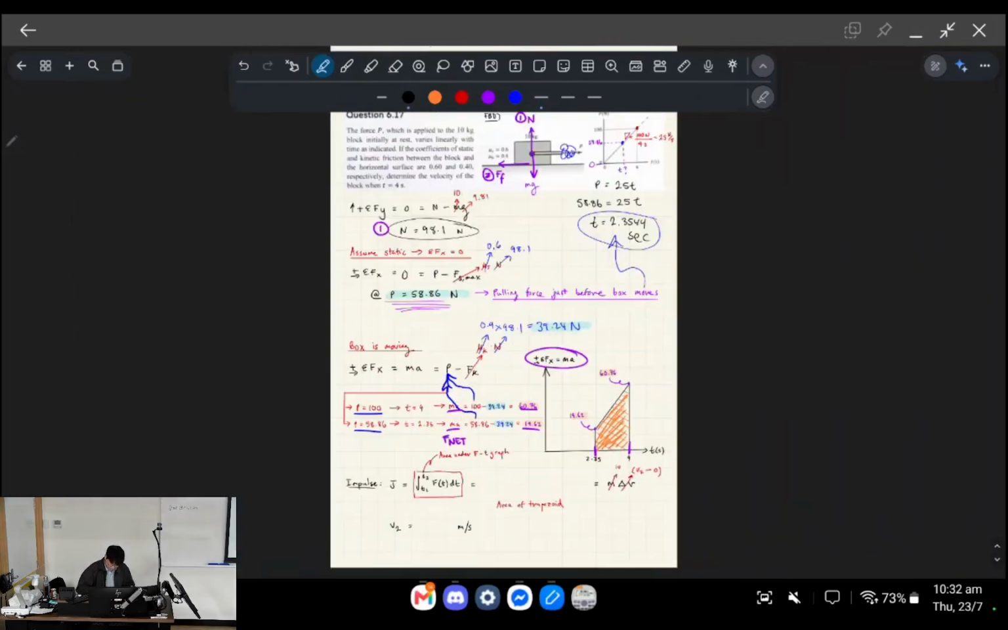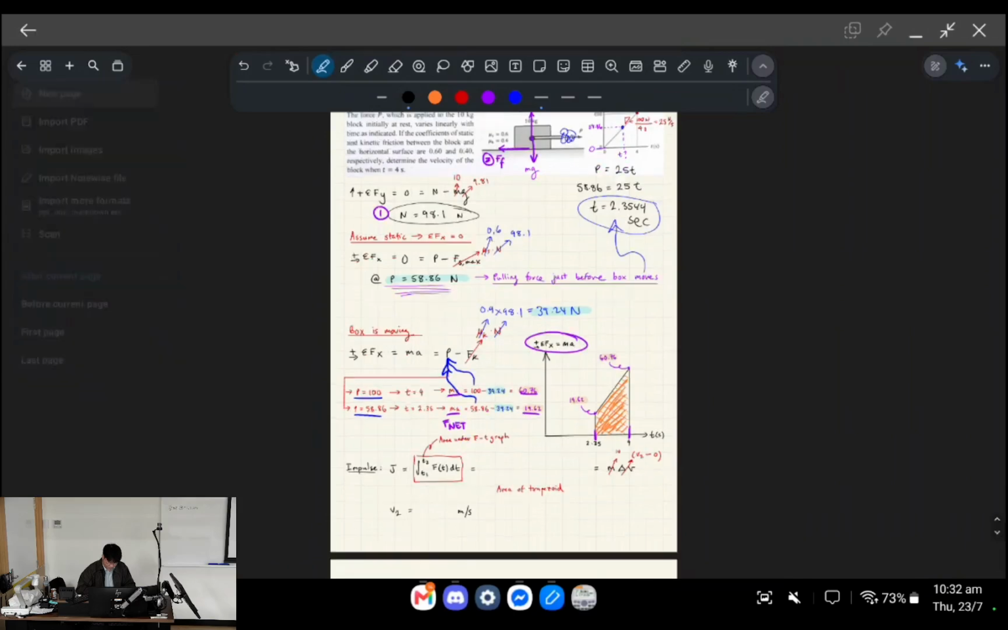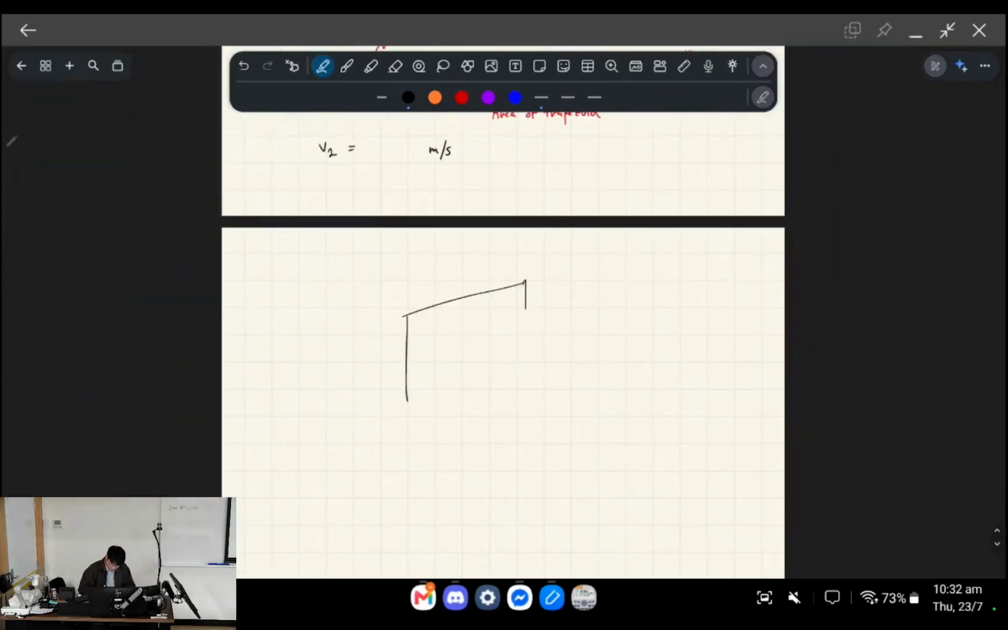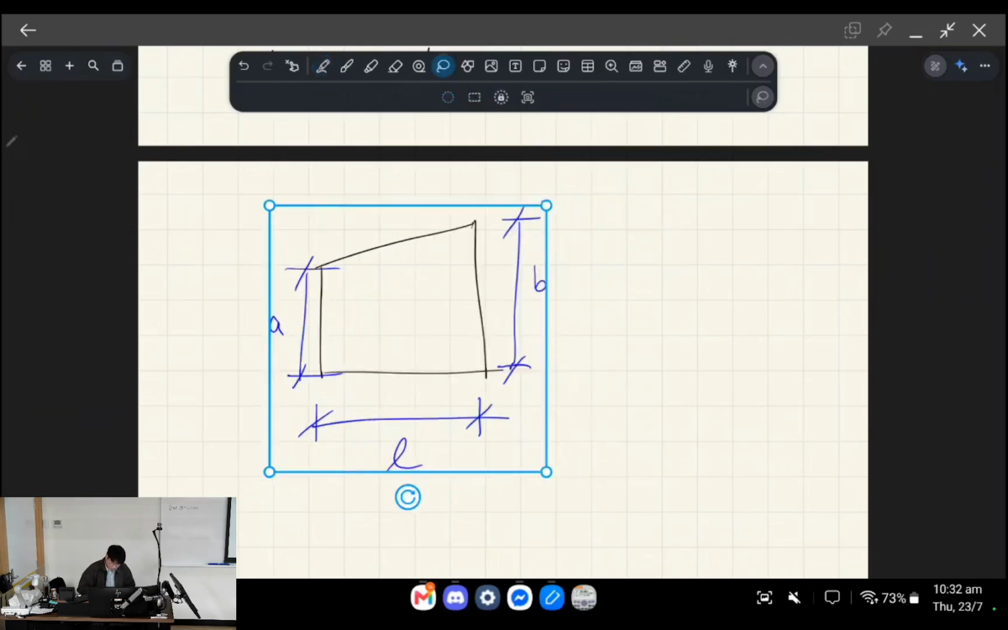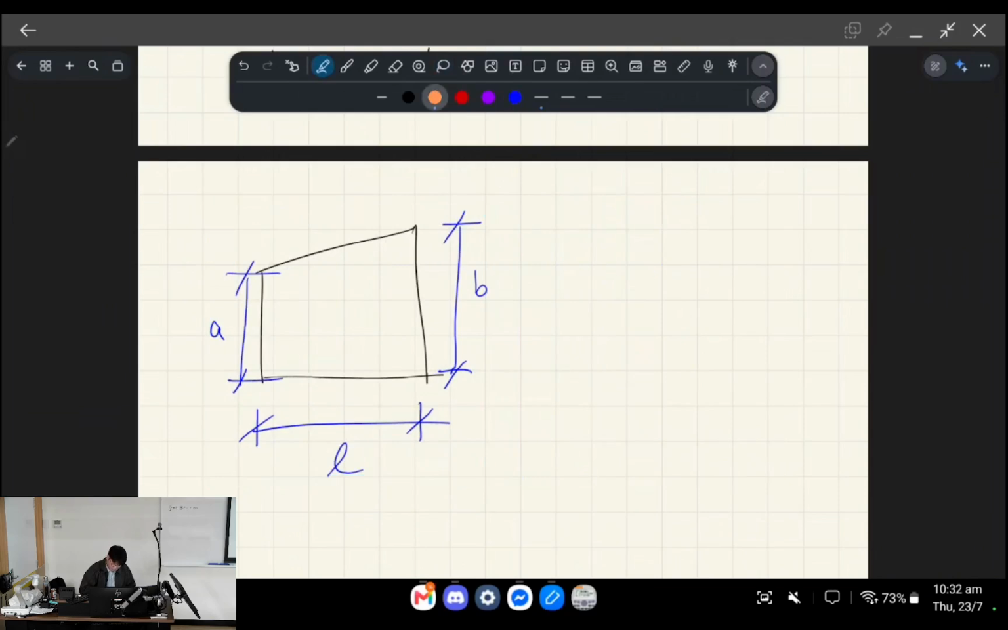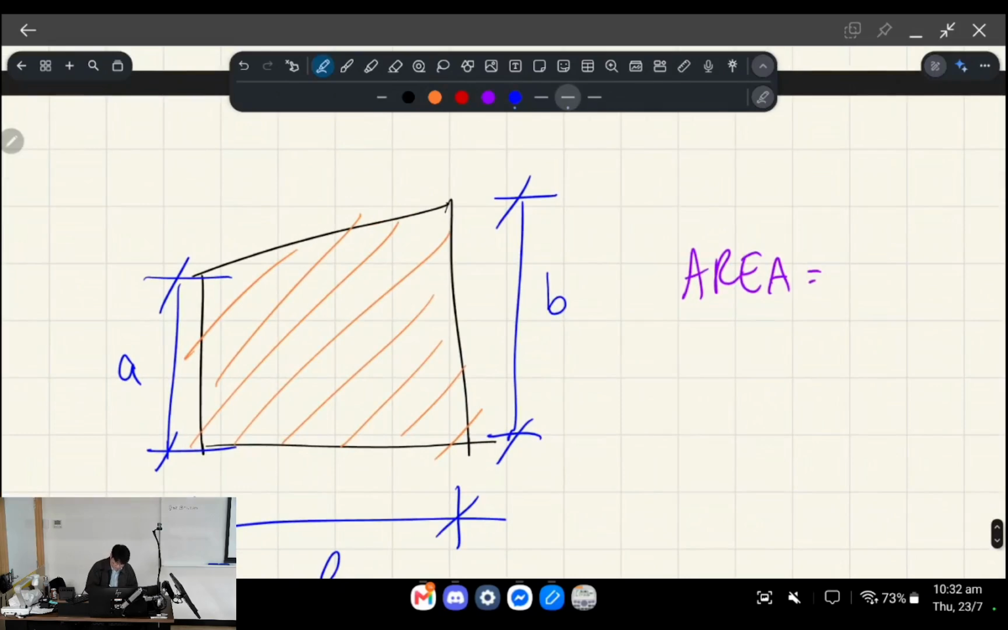The area of a trapezoid, and this is another tip that might help you throughout your degree. There's a formula for it, but people usually forget it. Here's one way you can remember it. Here's a side length of A for the trapezoid, and here's a side length of B, and let's say this is over L. If you want the area of this trapezoid, what you do is you average the heights. You get the average between A and B, and you treat it like a box.